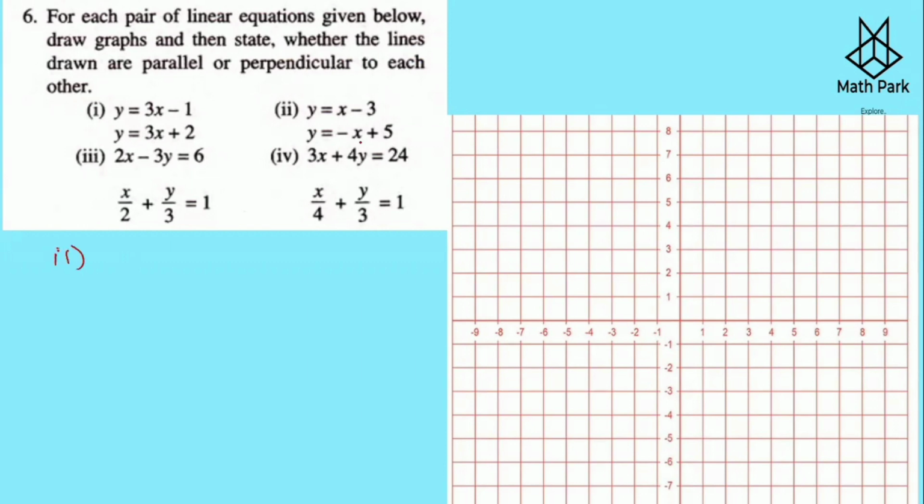In the second one, you have y is equal to x minus 3. So let us create a table x and y. If x is 0, you are getting y is minus 3. If y is 0, you get x is equal to 3. Let us plot these 2 points. So (0, minus 3) is this point. The next point is (3, 0). So let us draw this line, y is equal to x minus 3.